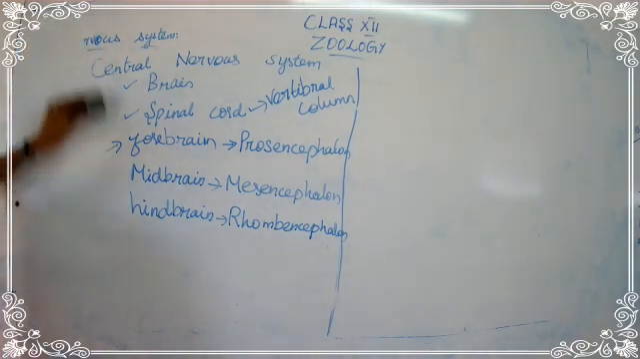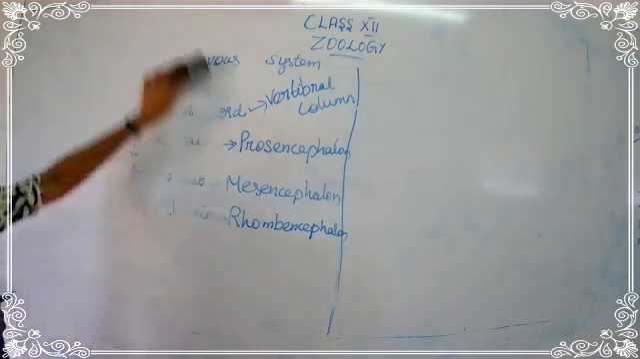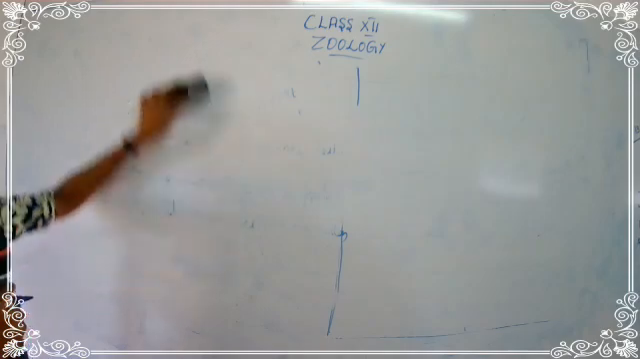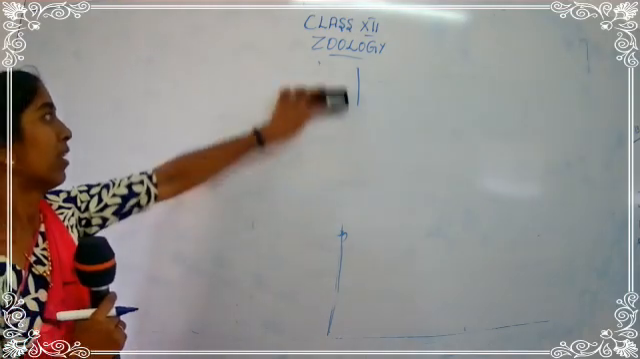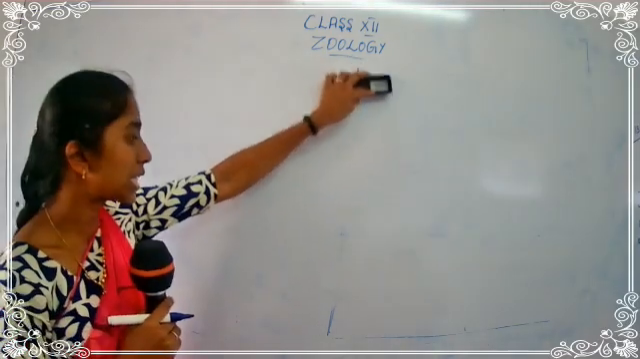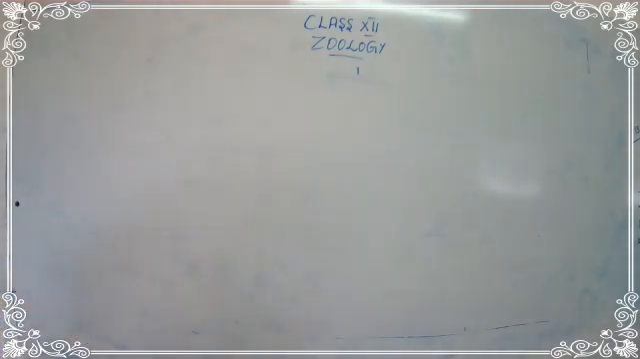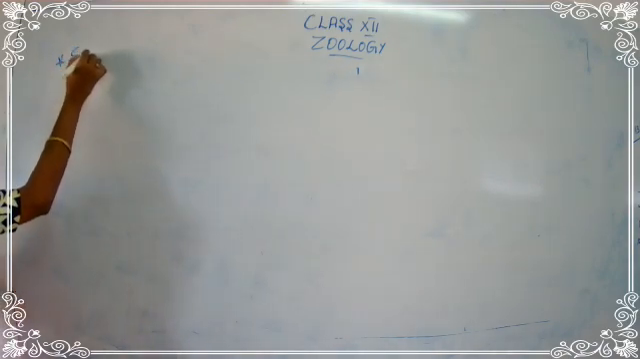Okay. Then the next one is the excretory system of a frog. So in this class, first of all, we have seen the blood vascular system and then the nervous system. Now let me teach about the excretory system. Okay, so every organism needs an excretory system. So in the frog, how is the excretory system?